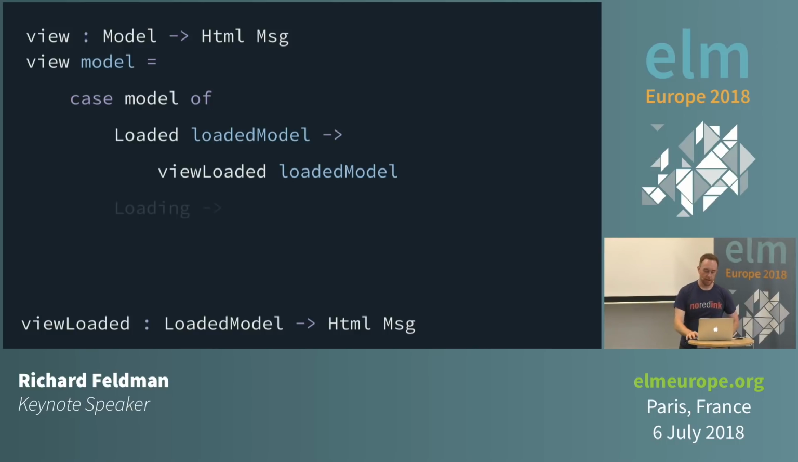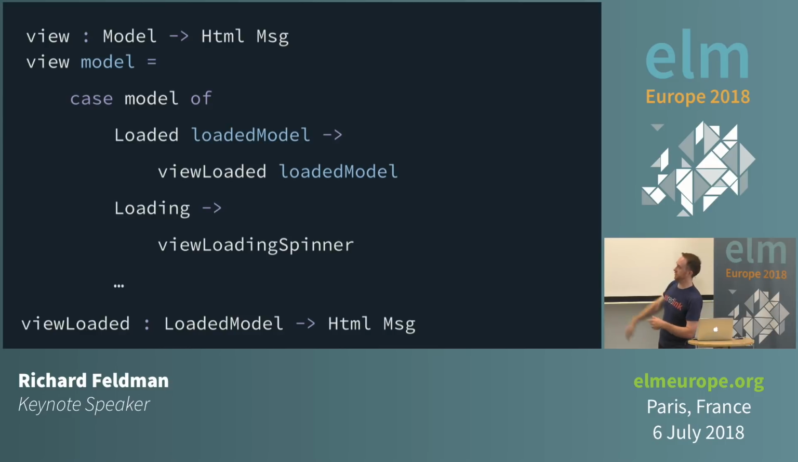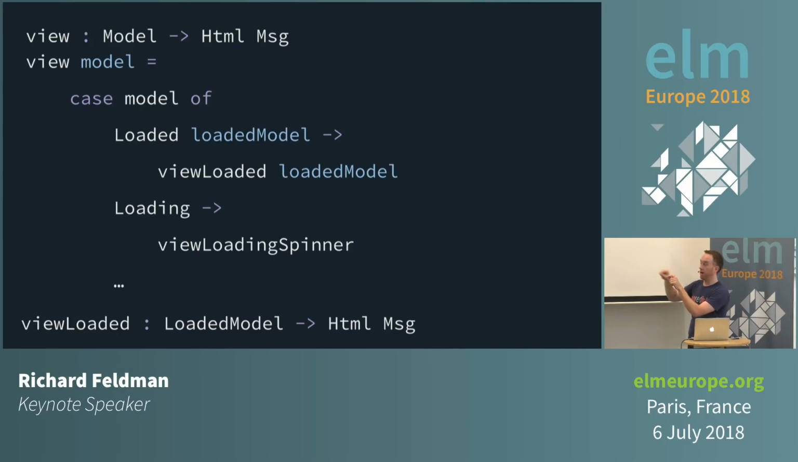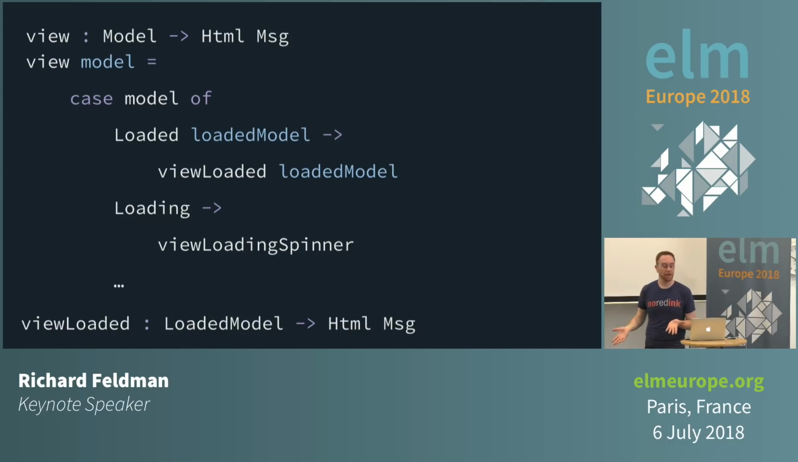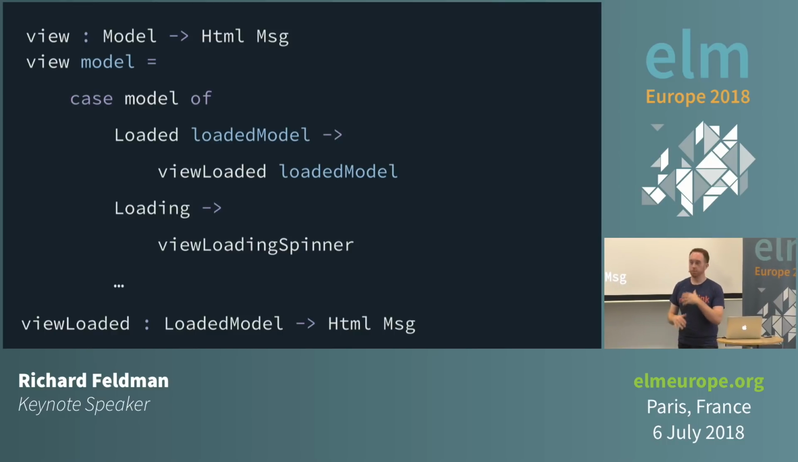We're done. If it's still in the loading, then we're going to render a loading spinner, and the other cases are also going to do the same thing, viewing loading spinner. And that's it. So my top-level view can be really concise like this. It's just one case expression that's going to dish out to these other helper functions. This is something I like to do all the time. Do it with view, do it with update, do it with anything that I can.